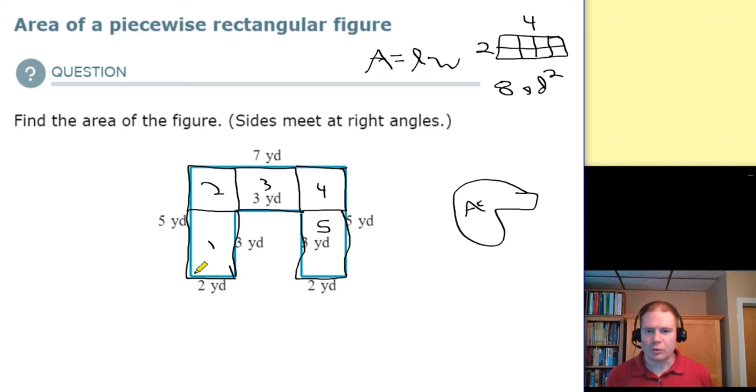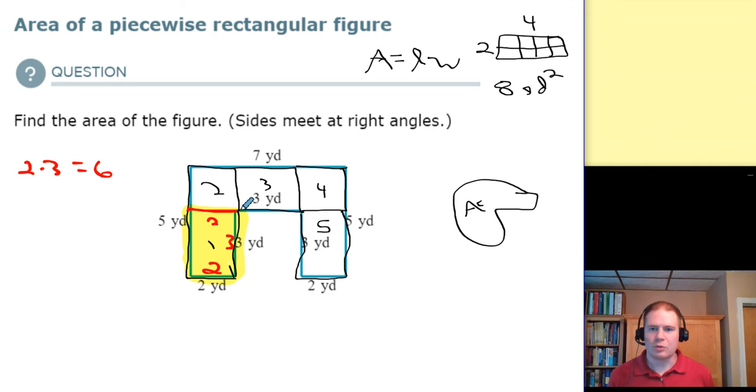So let's look at this one first. There we can see it pretty well. In order to find the area here, I need the length and width of this rectangle. Well, that's given to me. This is 2 yards, and this is 3 yards. So I have 2 times 3. That gives me 6.